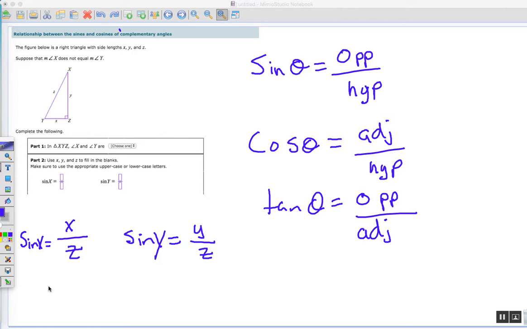So let's say you had to find the cosine of x. Cosine of x, so this x here would be equivalent to its adjacent, so adjacent y over hypotenuse, still z. And cosine of y would be equal to adjacent x over hypotenuse.